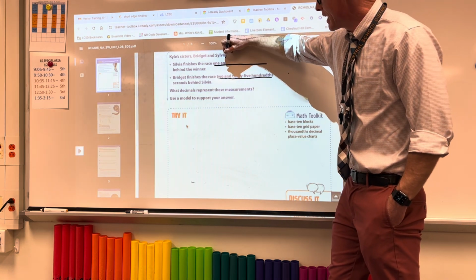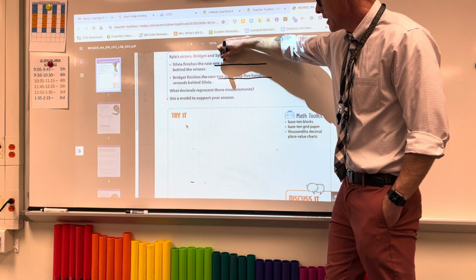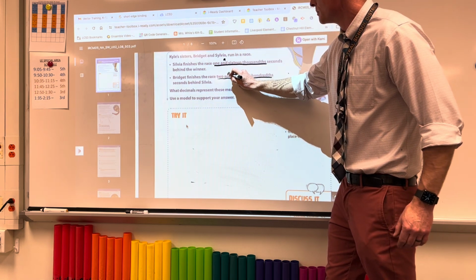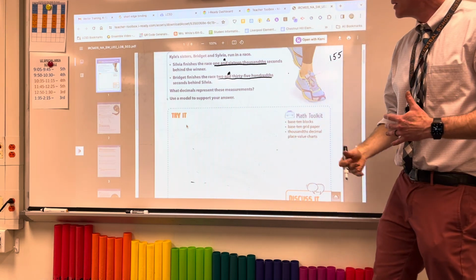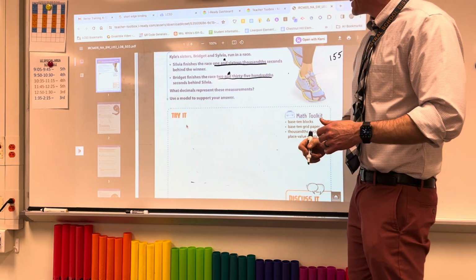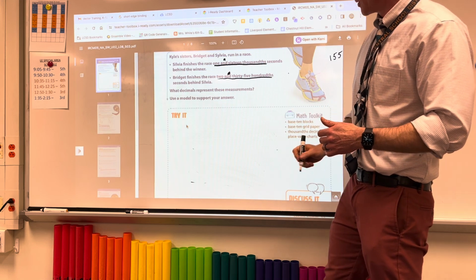First thing I want to do is put the decimal right with the and. That separates the part and the whole. So let's look at the first one. 1 and 16 thousandths.